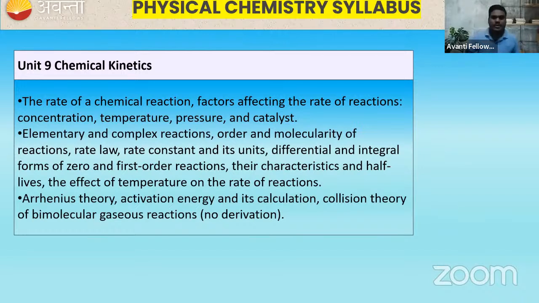So basically this chapter is very important. In this chapter we are going to study the rate of chemical reaction, factors affecting the rate of reaction: concentration, temperature, pressure, and catalyst. Basically elementary and complex reactions, order and molecularity of the reaction, rate law, rate constant and its unit, differential and integral form of zero and first order reactions, their characteristics and half-life, the effect of temperature on the rate of reaction, Arrhenius theory, that is collision, activation energy and its calculation. So we all are going to study this chemical kinetics, right? So this is also going to be a very, very important topic.